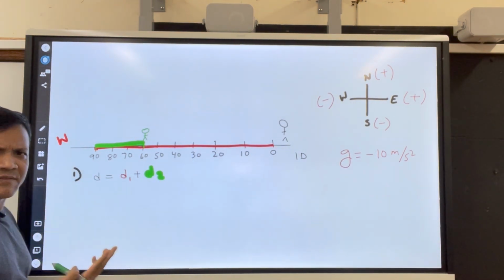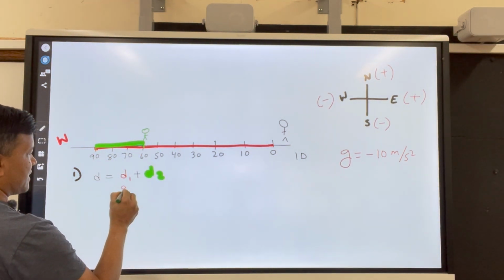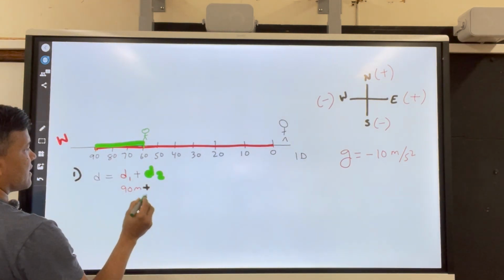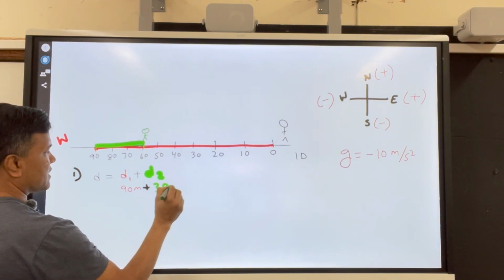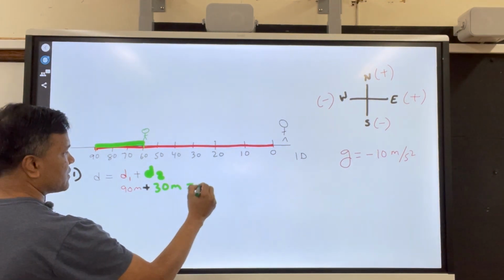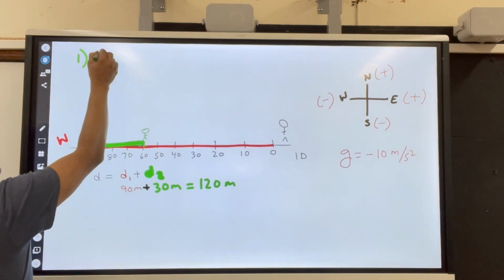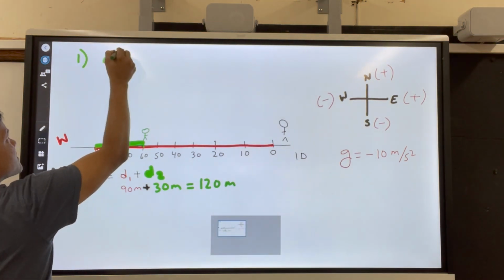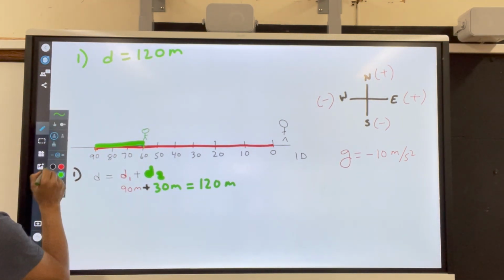All right. So the red one, as you know, is 90, right? And distance can never be negative. So I'm going to write 90 meter, and I'm going to write plus. And the green one, of course, is 30, so 30 meter. So 90 meter plus 30 meter is 120 meter, right? So I'm going to write 120 meter, and that's the final answer. Number 1 is 120 meter, and that is the total distance. Distance is 120 meter.